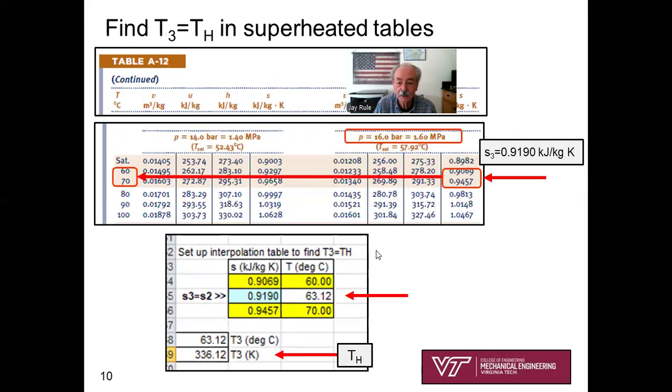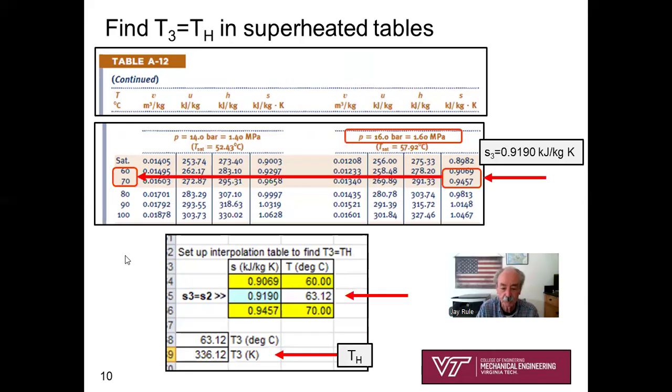Next thing we do, we're going to go to the superheated vapor tables. State 3 phase is superheated vapor. We go to 16 bar. We start shopping for a number, 0.919. Uh-oh. Here's my choices. I don't see 0.919, but I do see 0.907 and I see 0.946. My number is in between those. So these two numbers are straddling my number. That means my temperature, 60 and 70 degrees C, is straddling my number.